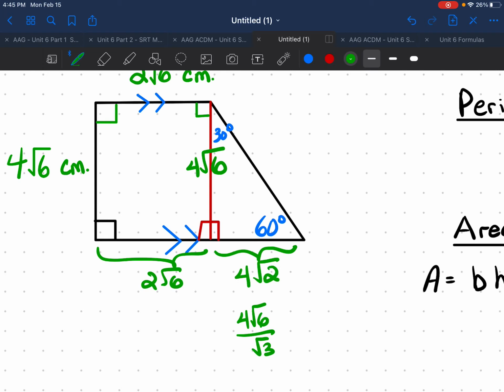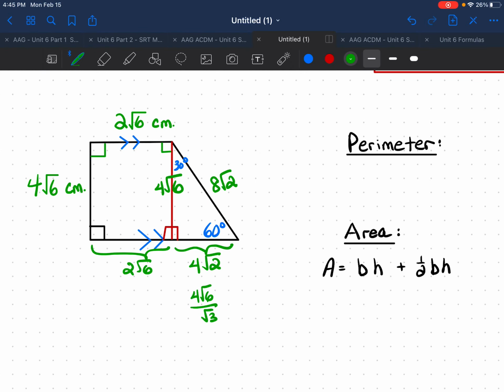Finally, I'm going to take that short leg, and I know it's the short leg because it's opposite the 30 degrees. I'm going to multiply it times 2. I'm going to double it so that I get my hypotenuse, and that's going to give me 8 radical 2. All righty. We have labeled each and every side length and angle measure on this figure.